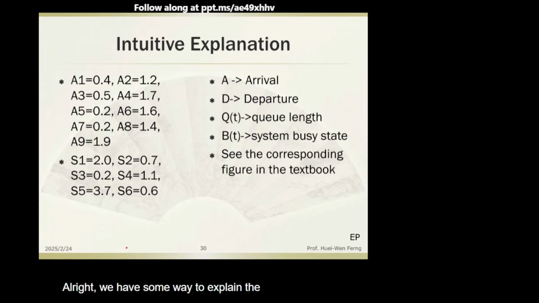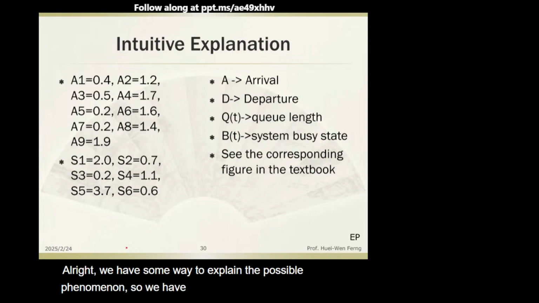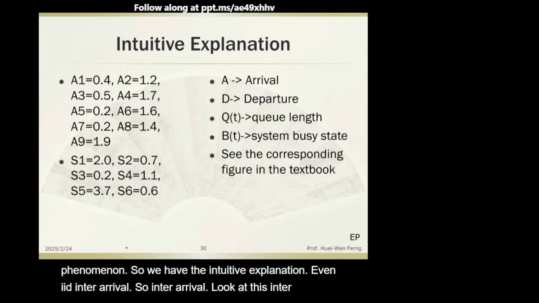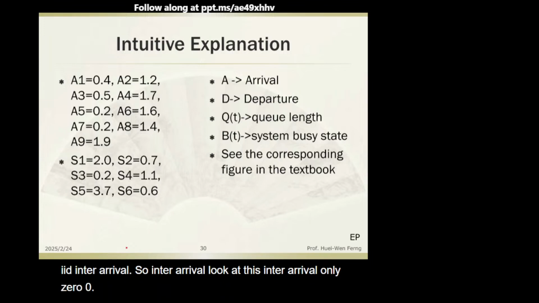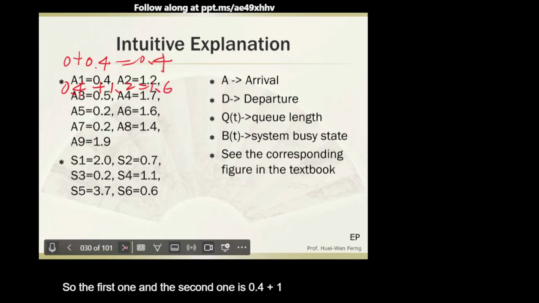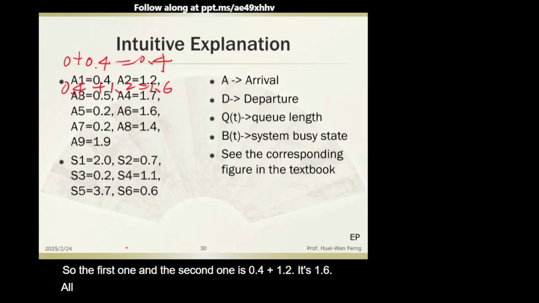All right, we have some way to explain the possible phenomenon. So we have the intuitive explanation given IID inter-arrival. So inter-arrival, look at this. Inter-arrival only 0.4 to have a first event. And then when we have the second arrival, it's 0.4 plus 1.2, so it's 1.6. All right. Here we have arrivals, inter-arrival.